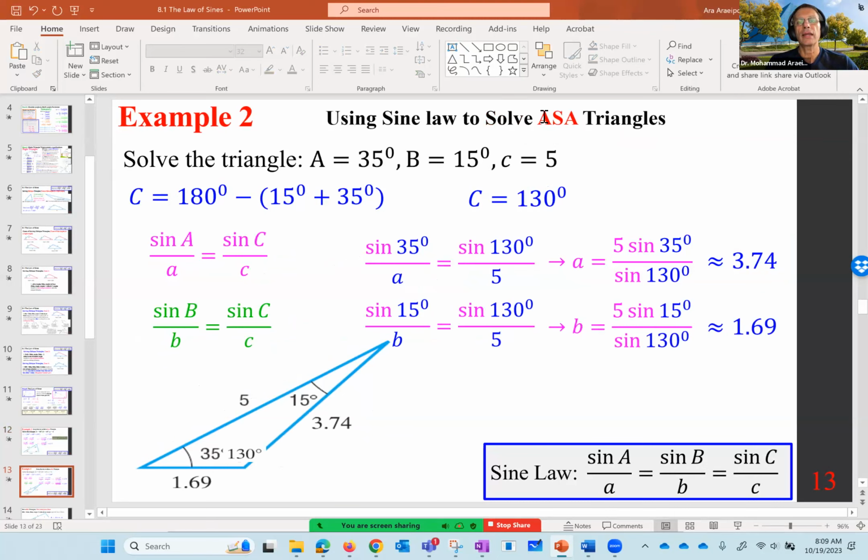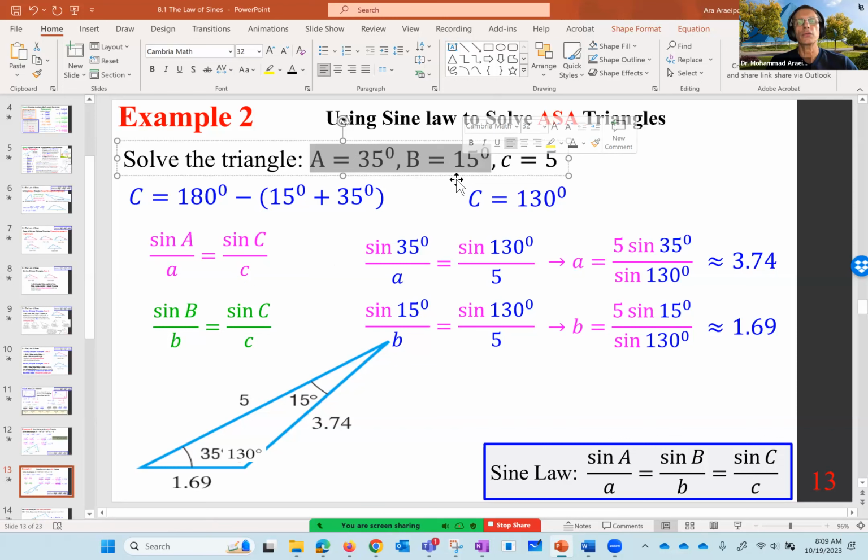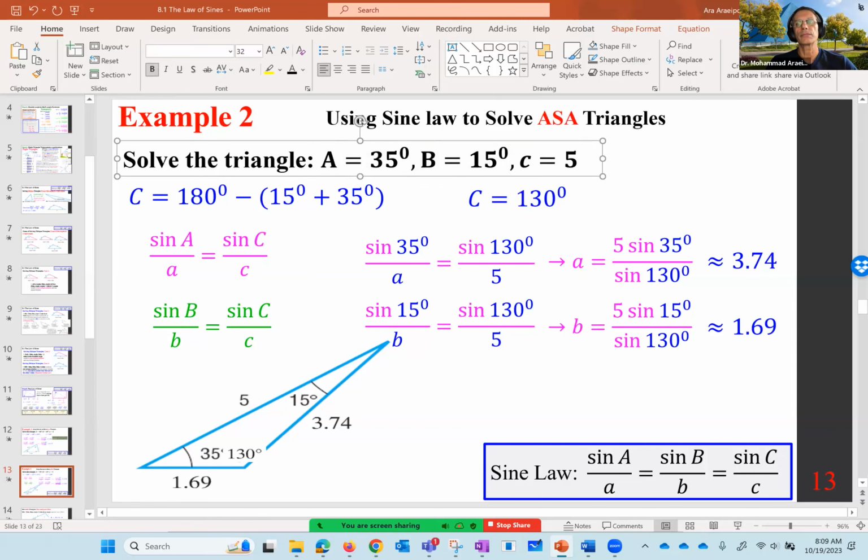In this format, ASA, angle, side angle, the same thing. You have two angles. So find those first. That means the third missing angle, and then take it from there.